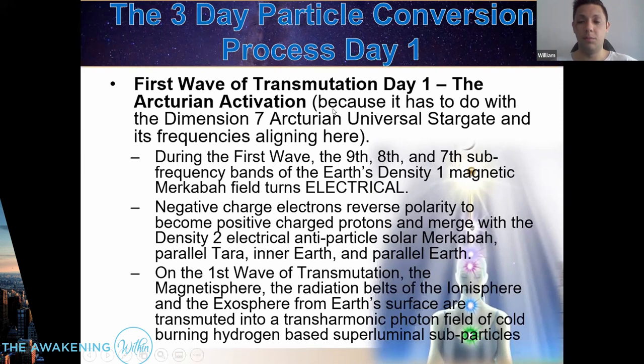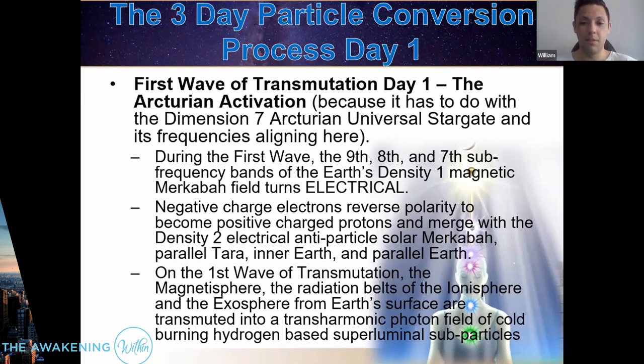So there's the first wave of transmutation, the first day, which is the Arcturian activation. The Arcturians are beings. It has to do with the seventh dimensional Arcturian universal stargate and its frequencies aligning here. During the first wave of the ascension, the ninth, the eighth, and the seventh sub-frequency bands of the Earth's density 1 magnetic Merkaba field turn electrical. The seventh, eighth, and ninth frequency bands are like the DNA strands of Earth, and the Merkaba will become electric. Then the negative charged electrons reverse polarity to become positive charged protons. They change from electrons to protons and merge with the density 2 electrical antiparticle solar Merkaba, parallel Terra, the inner Earth and the parallel Earth.